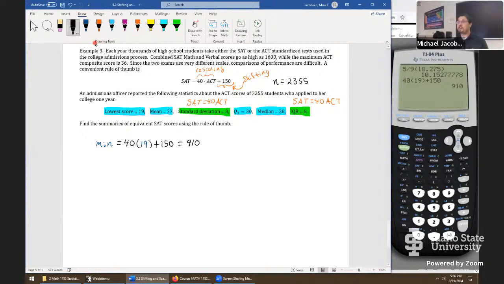Does that make sense to folks so far? The minimum score is 910? 910, yeah. On the SAT, that one goes up to 1600 is what they're saying. Does that make sense so far? Okay, let's try out another one.